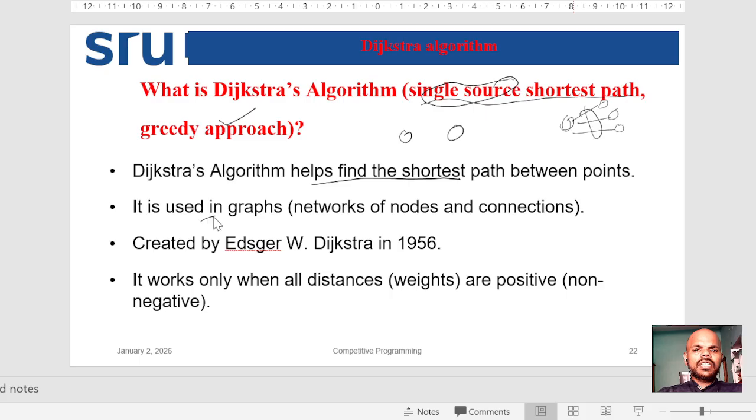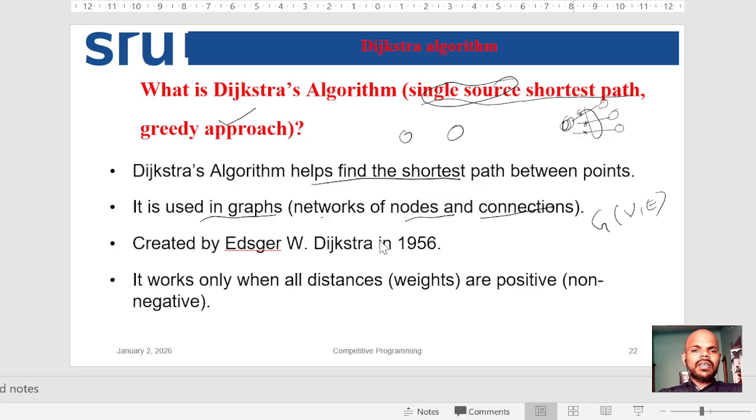It is used in a graph, right? So what is a graph? A graph consists of vertices and edges. Most of the students already know what a graph is. A network is nodes and connections. This one we call a node, and this one we call a connection. On this kind of architecture we use the Dijkstra algorithm for finding the shortest path, also called the single source shortest path.